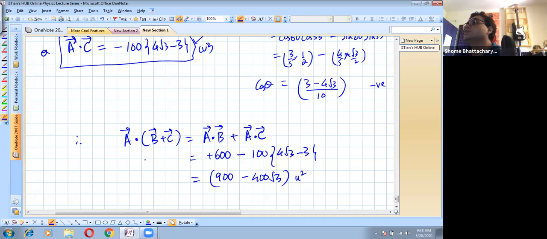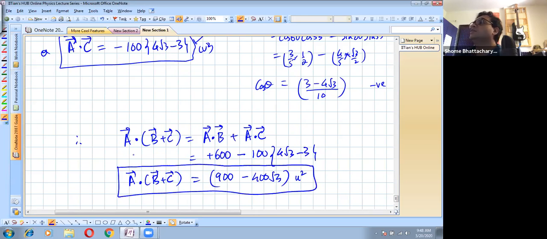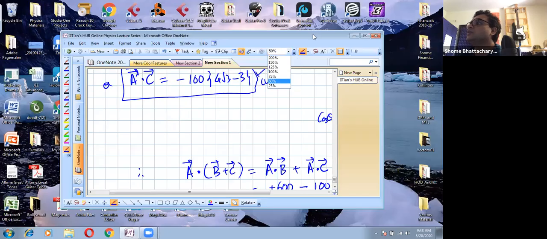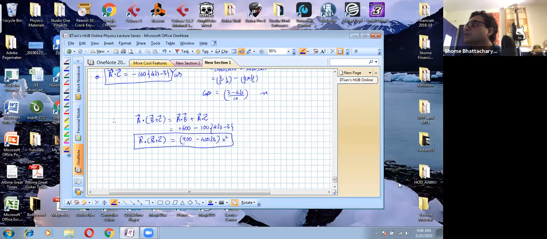Okay. So this should become our final answer for the second part. A dot B plus C. So, a fairly lengthy calculation, especially because we had to make use of that special formula of cos A plus B. So I'll just show you all the steps.